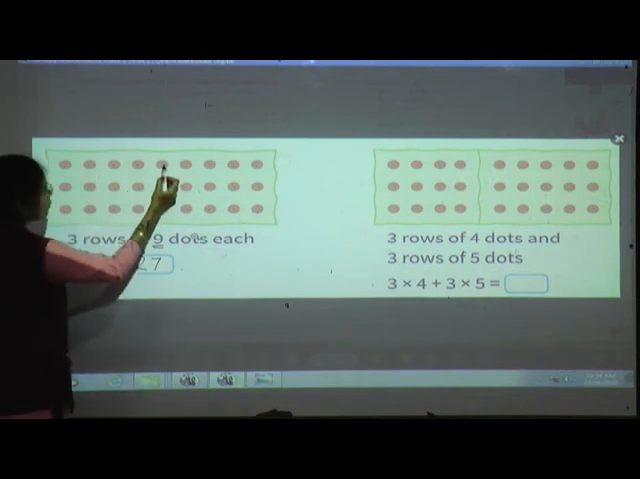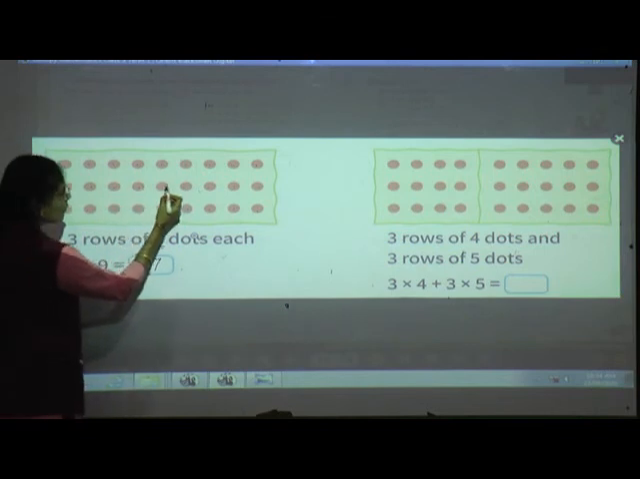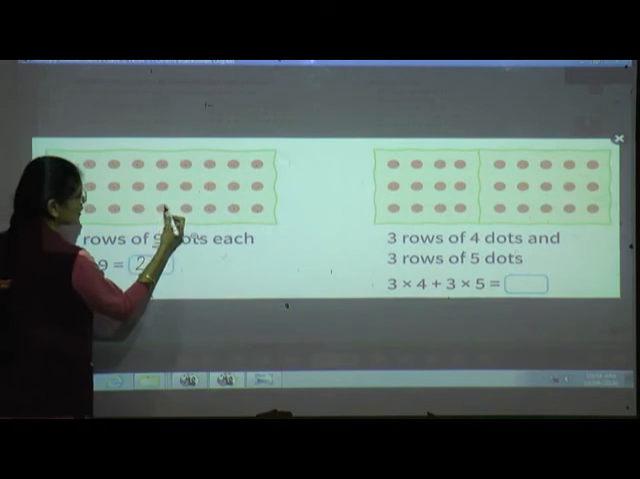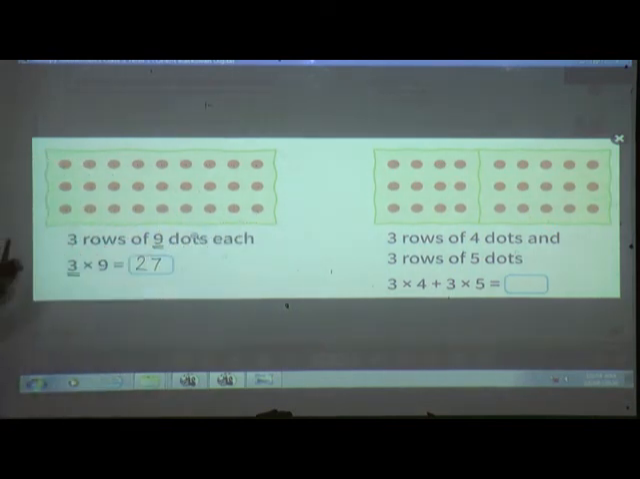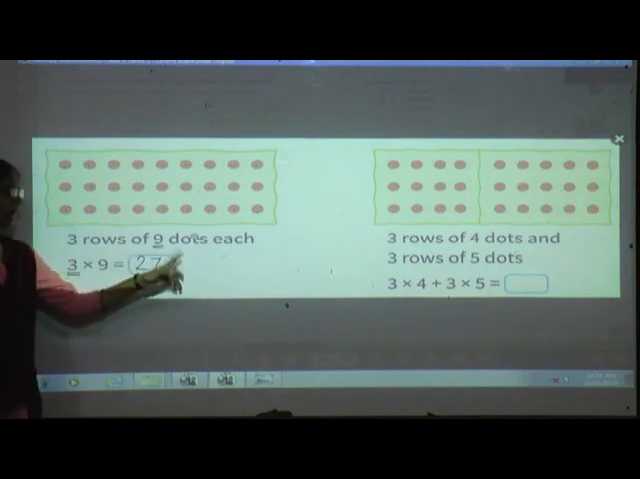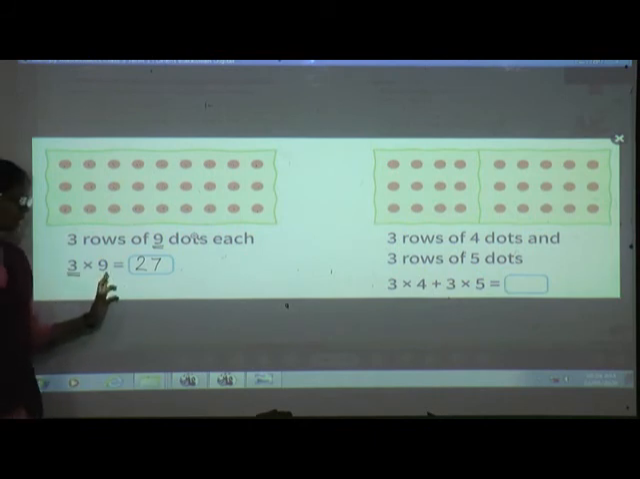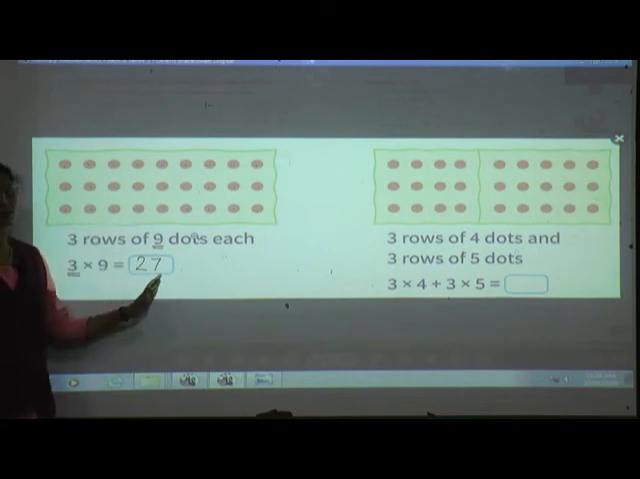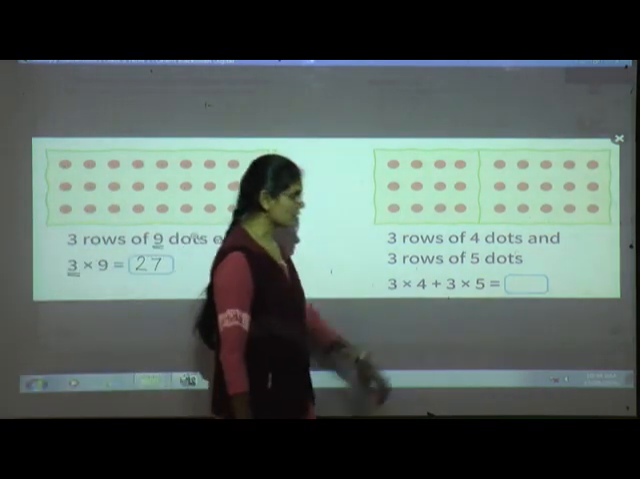1, 2, 3, 4, 5, 6, 7, 8, 9, 10, 11, 12, 13, 14, 15, 16, 17, 18, 19, 20, 21, 22, 23, 24, 25, 26, 27. Means in each row there are 9 dots and there are total 3 rows. So 3 into 9 gives the total number of dots present in the box. So there are 27 dots in this box. Now we'll move to the next box.